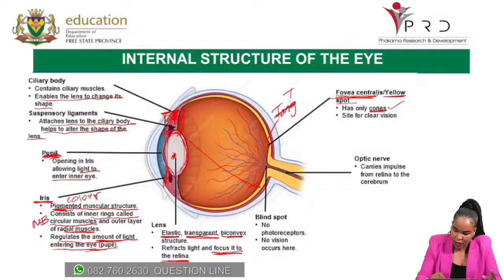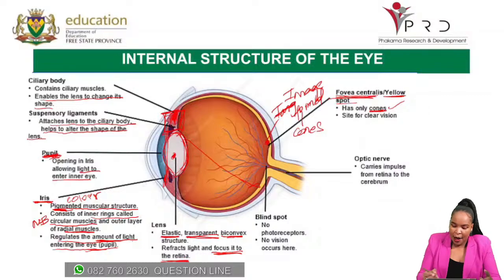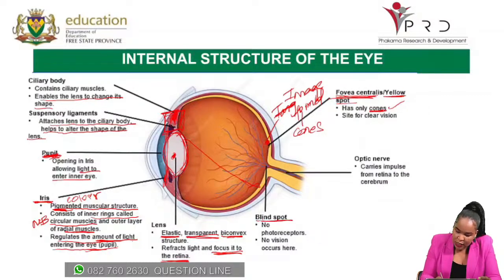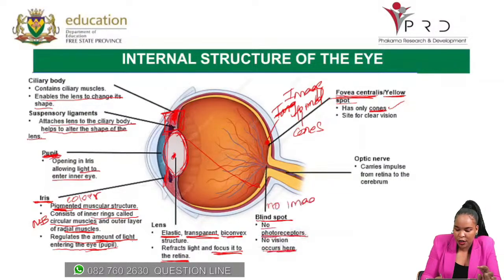An image is going to be formed on the yellow spot. And on the yellow spot, what helps it to be formed here? It is the cones. You only speak about the cones. And then when you come to the blind spot, it has no photoreceptors, meaning no rods and cones, and no vision occurs here. So here, no image at all.